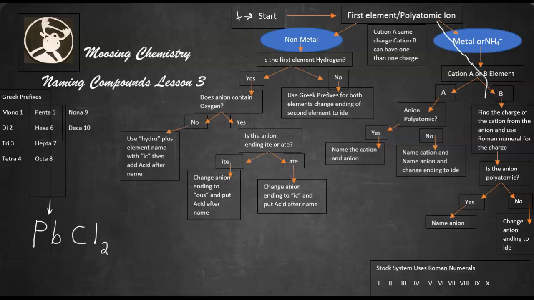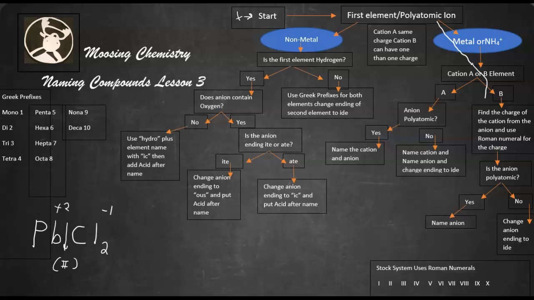Okay, so there's a little song that kind of goes along with this. I didn't come up with the song itself, but it's really kind of cool. So the anion determines the cation. The cation determines the stock number. So what does that mean?